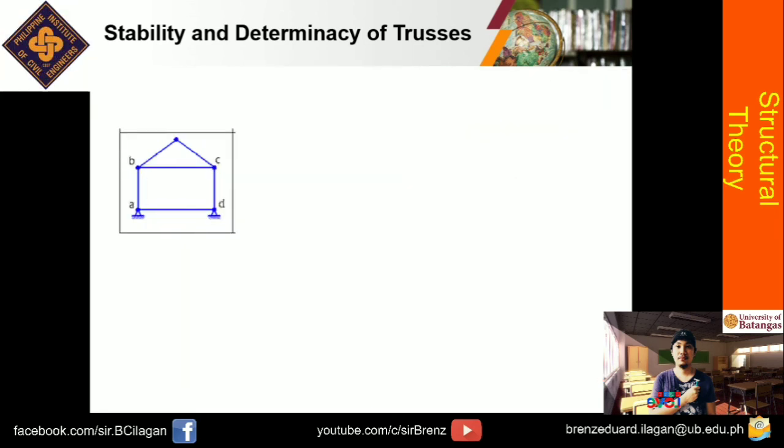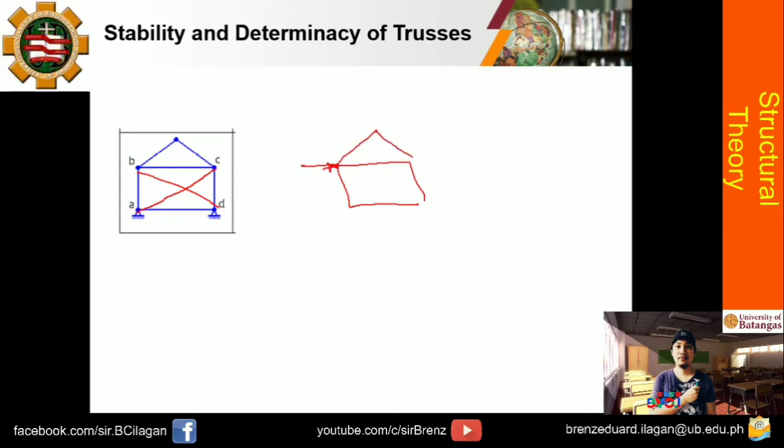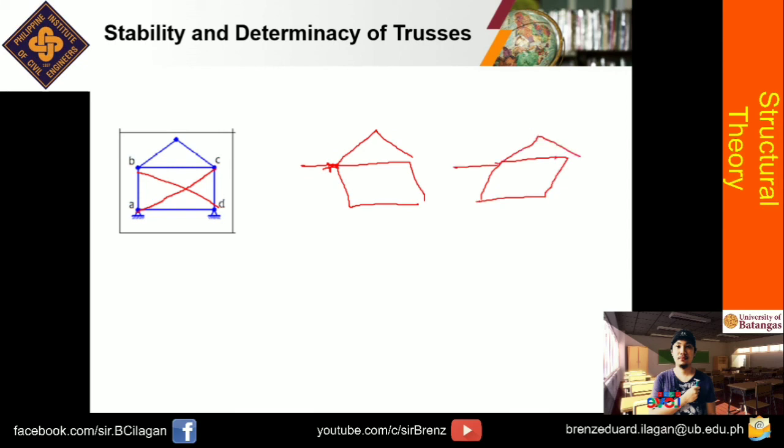Okay, so last example. So dito naman, ito, magiging unstable siya kasi kung mapapansin nyo guys dito, wala kasi siyang diagonal dito, or paganyan. Kasi mangyayari guys dito, if mag-a-apply ka kasi ng load, for example dito sa joint na to, mangyayari dyan, pwede kasi siyang tumabingin ganyan, because of this applied load.